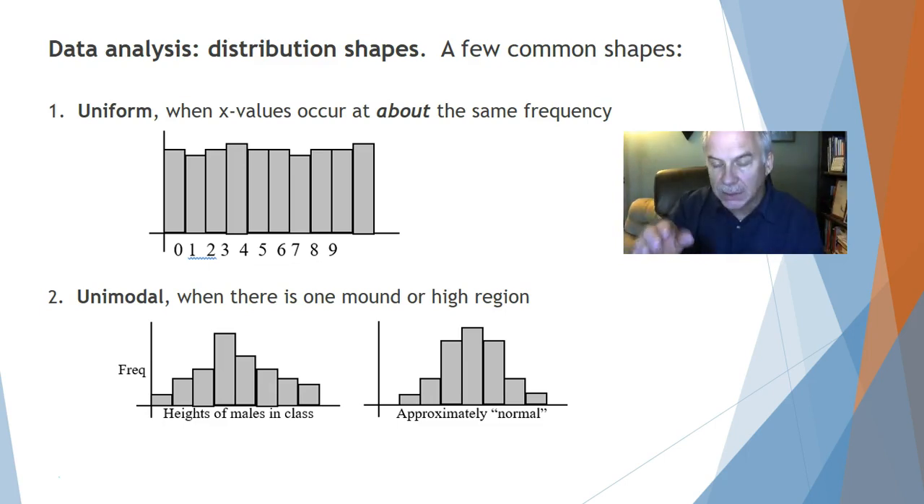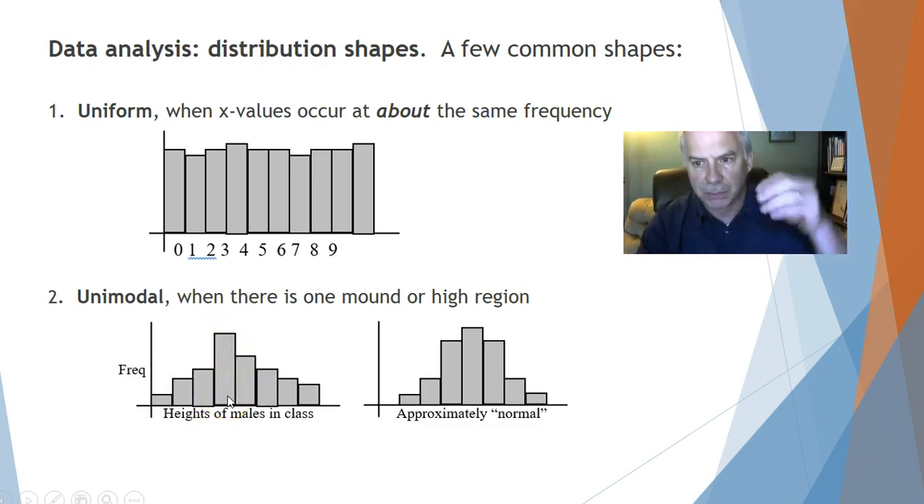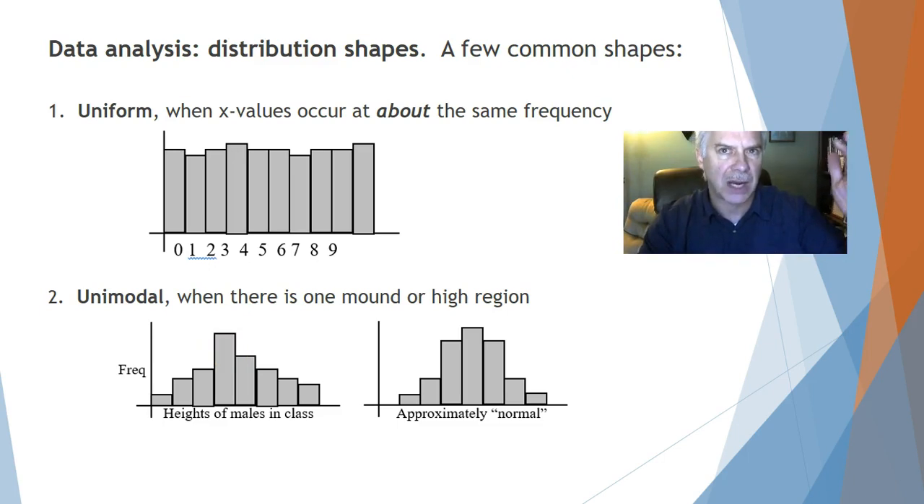So unimodal means there's one mound or one high spot in the data. So you see, this is the height of males in a class and the frequency of occurrence. This middle height is most populated, most frequently occurring. I think the most common height for men is something like 5'10", and then after that it diminishes.